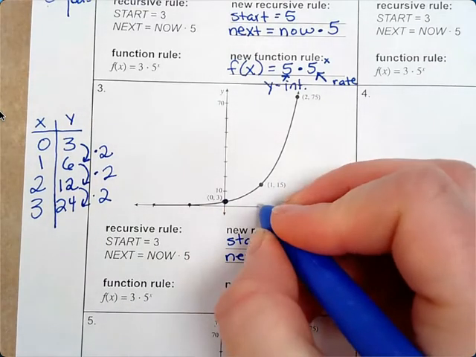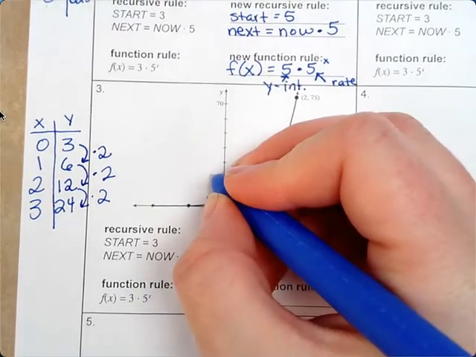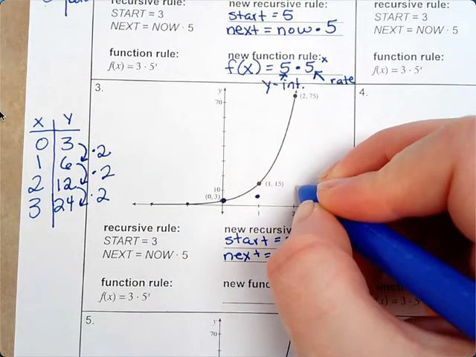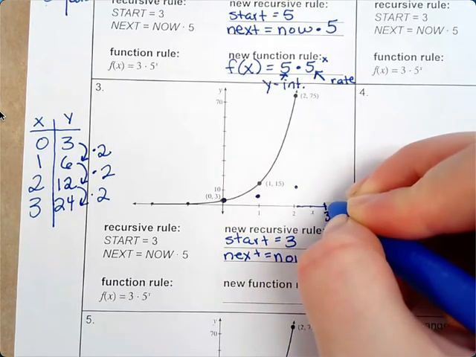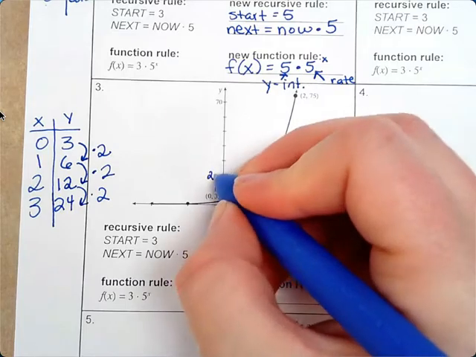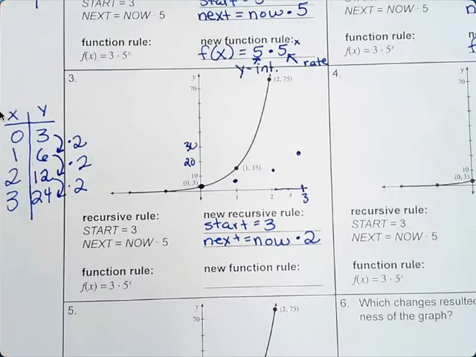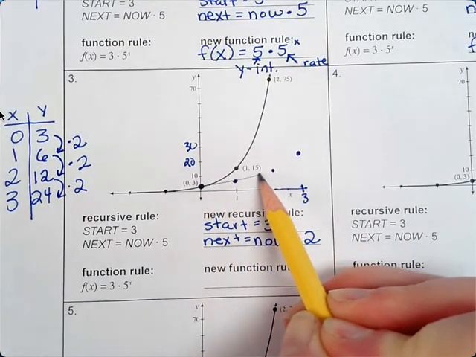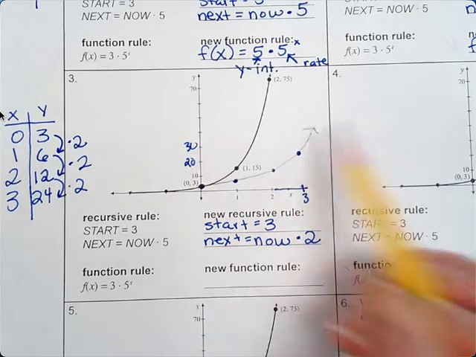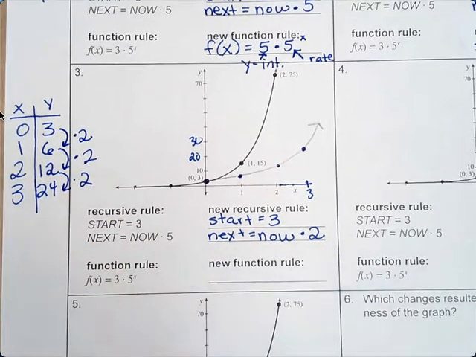And now 1, 6, 2, 12. Let's say I want to do 3. 3, 24. So this is 20. This is 30. So 24. So it's not going at a straight line because this is really slow. And then it starts picking up speed. Just not near as fast as if our rate was 5.